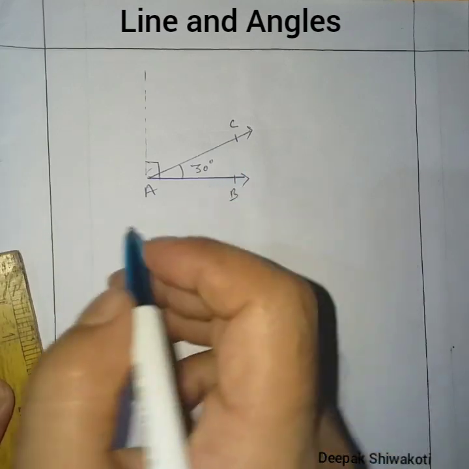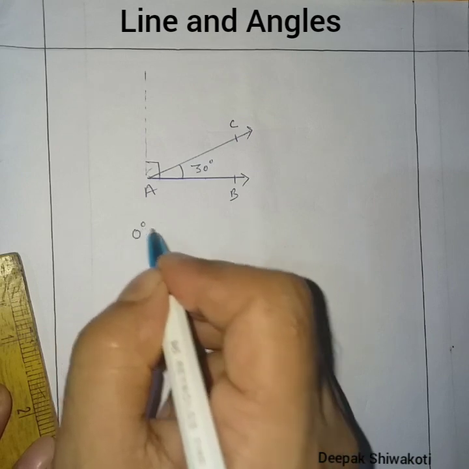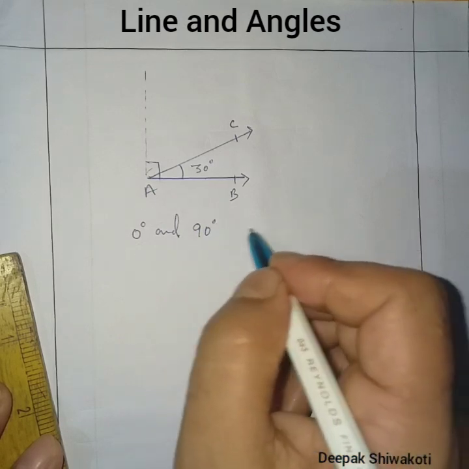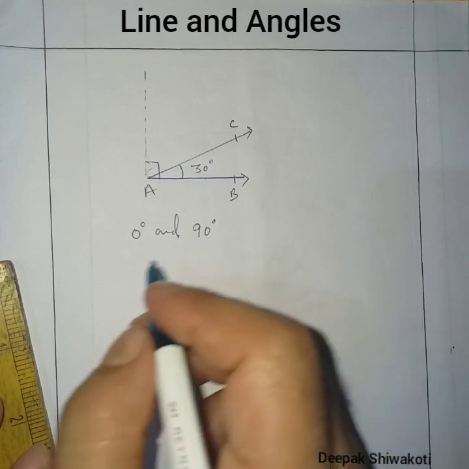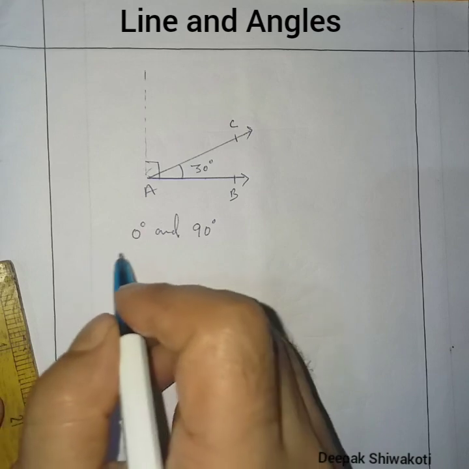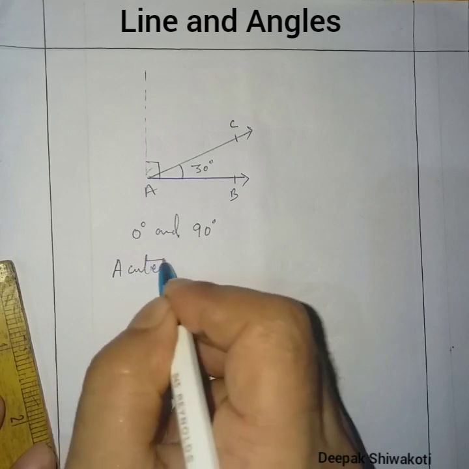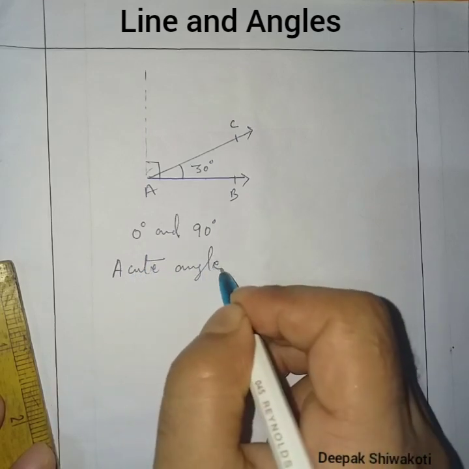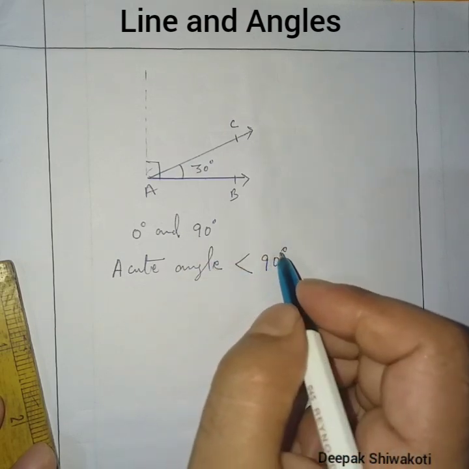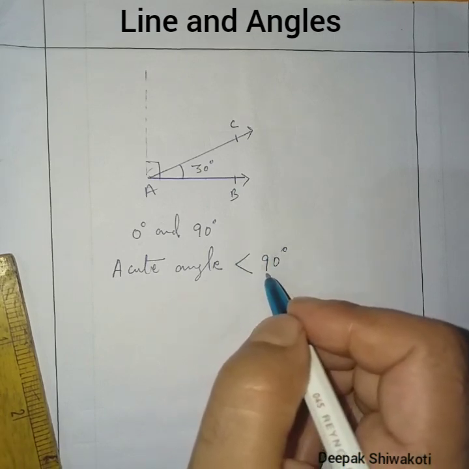So the angles between 0 degree and 90 degree, all are acute angles, isn't it? That means we can write, an acute angle is less than 90 degree. In this manner, you can remember that an angle is acute when it is less than 90 degree.